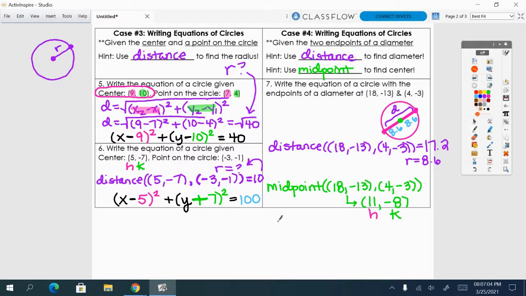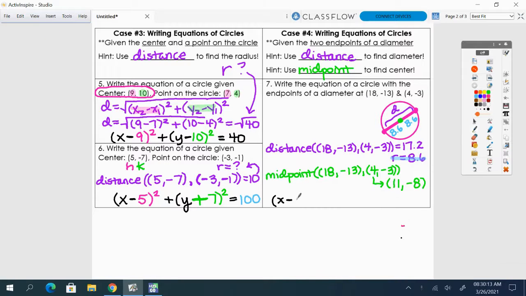We can go ahead to write this equation. We have parentheses x minus h, which is 11. Close the parentheses and squared it. We have a plus between the parentheses before we start the next one. Y minus our k, which is in this case -8. Close the parentheses and square it. Will all be equal to our radius squared. Radius, as we found out before, was 8.6. We'll square that. Clean this up, make sure we have it in the simplest form. Two negatives make a positive.